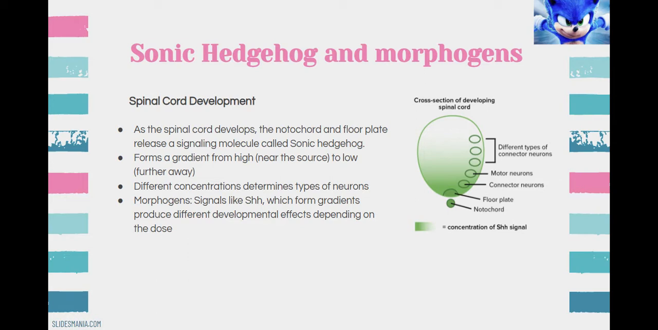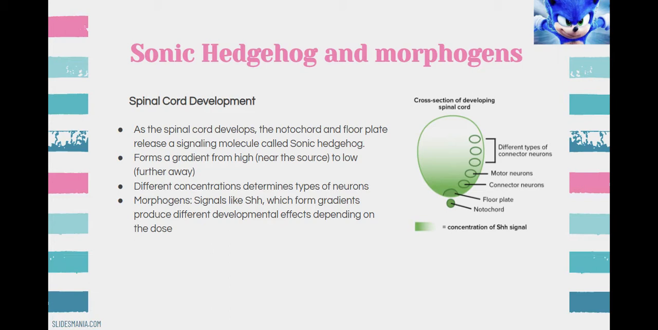And signals like sonic hedgehog that form gradients like this produce different developmental effects depending on the dose. So it's not just the signal, but the dose of signal that determines the specific response. These are called morphogens, and we see these in a lot of other pathways during development. So, pretty amazing.